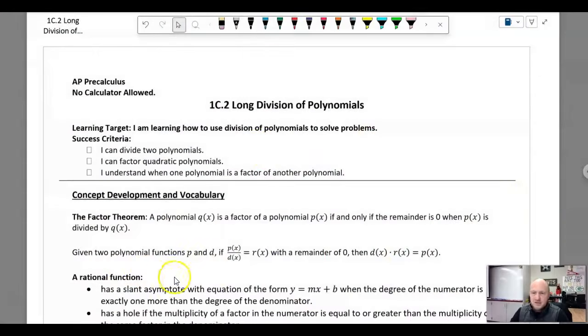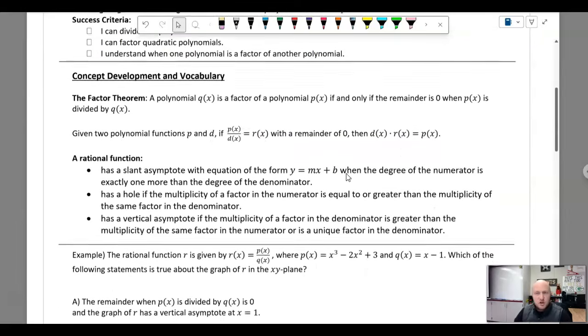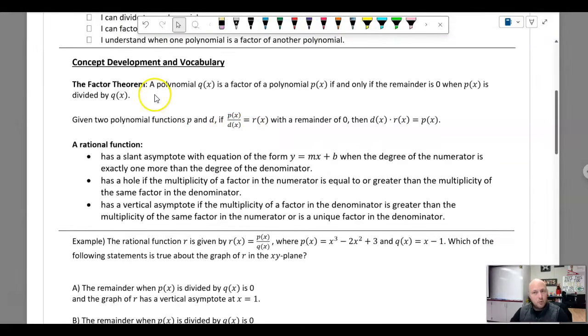This is lesson 2 of unit 1C, and we're going to talk about long division and, more importantly, the implications of long division, because you should be familiar with long division. So you'll be successful if you can divide two polynomials, if you can factor quadratic polynomials, and really if you can understand when one polynomial is a factor of another polynomial. So let's go ahead and jump into this idea, which is important.